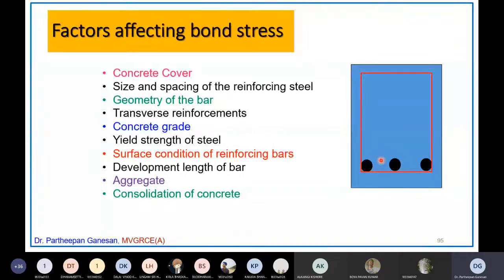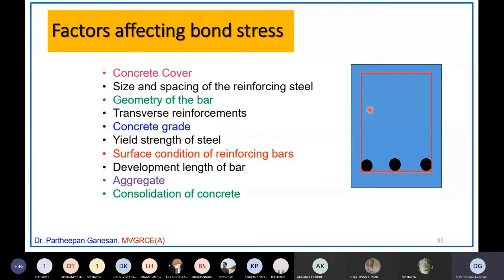That way your surface area will increase and your bond strength will increase. So size and spacing of the reinforcement are also factors. And the geometry of the bar, whether it is ribbed steel, deformed steel or plain bar, also severely affects it. Because for a deformed bar, you are increasing the design bond stress by 1.6 times. So obviously that also affects it.